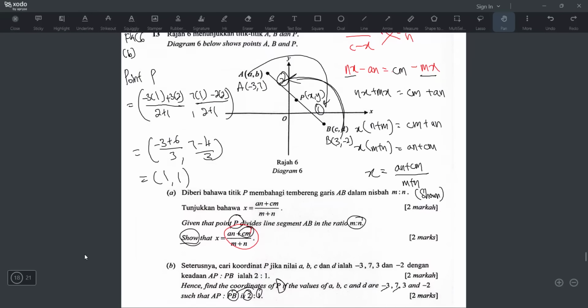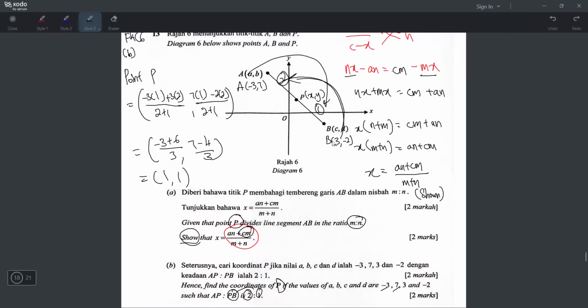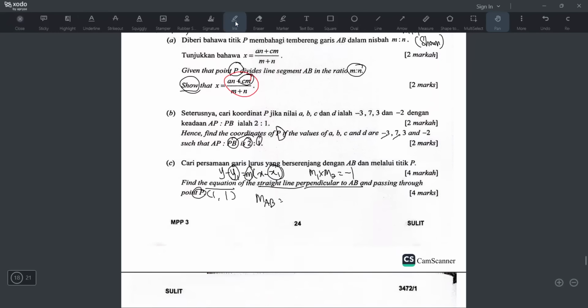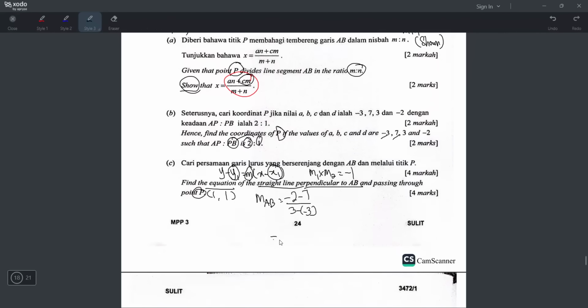Okay, the formula for gradient is y minus y over x minus x. So for AB, the gradient will be negative 2 minus 7 over 3 minus negative 3. So you become negative 9 over 3 plus 3 is 6, which is negative 3 over 2. But this is the m1. How do you find the m2?